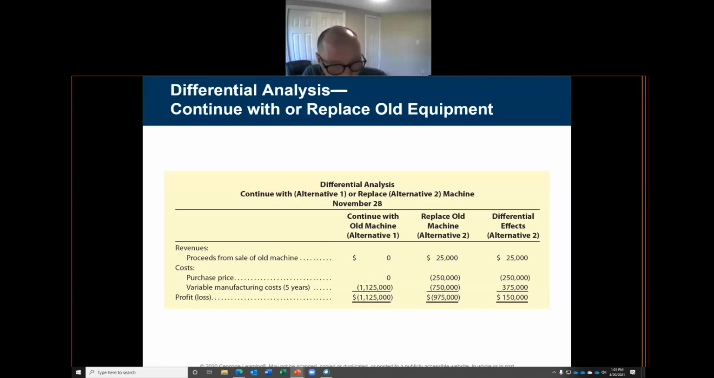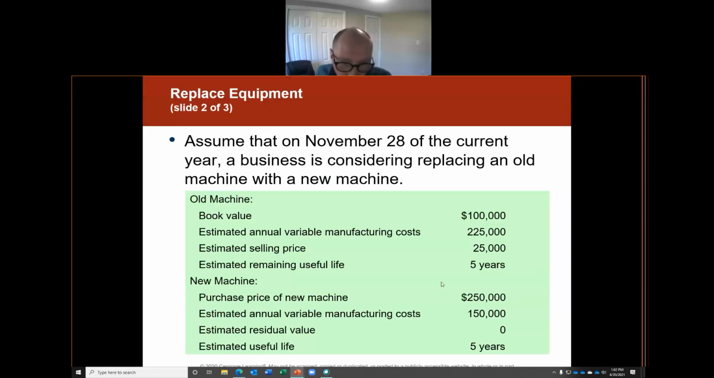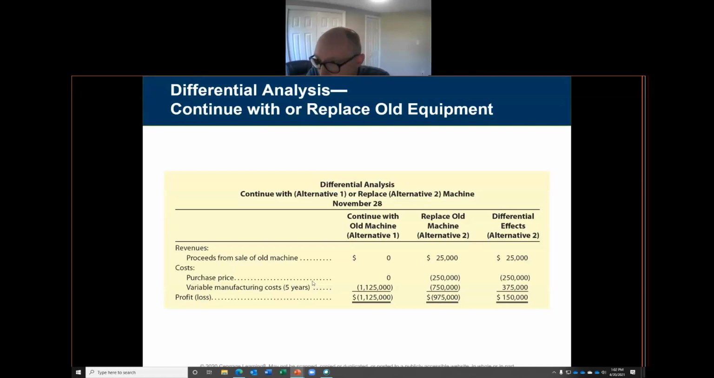So let's take a look. If I keep my old machine, obviously I won't get anything from selling it because I'm keeping it, so 0. Purchase price would be 0. I'm not purchasing a new one. My variable cost for the 5 years is 1,125,000. How do I get 1,125,000, you might be asking. Per year, variable manufacturing cost, 225. Multiply that by your 5 years: 1,125,000.